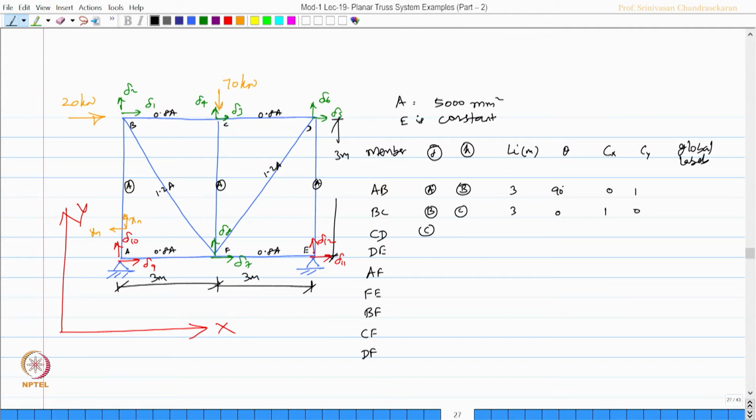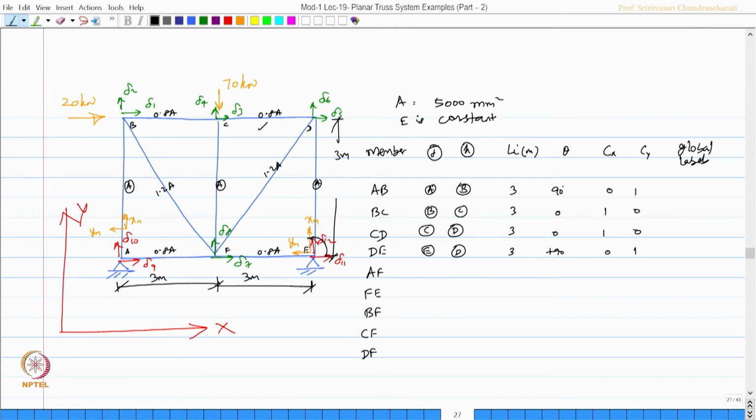For the member CD, C and D ends are J and K ends, 3 meters, CD is this member, 0, 1, 0. For DE, this is E and D. So, I should say that this is my xm and this is my ym for the member DE. Okay. So, this is 3 meters, plus 90 degrees, okay, because this angle is 90 degrees. So, it becomes 0 and 1.